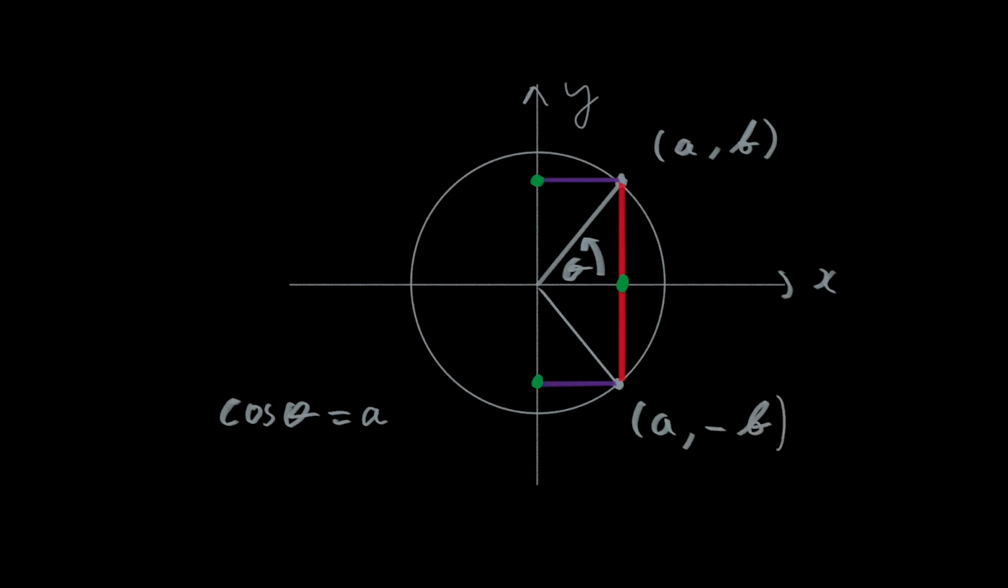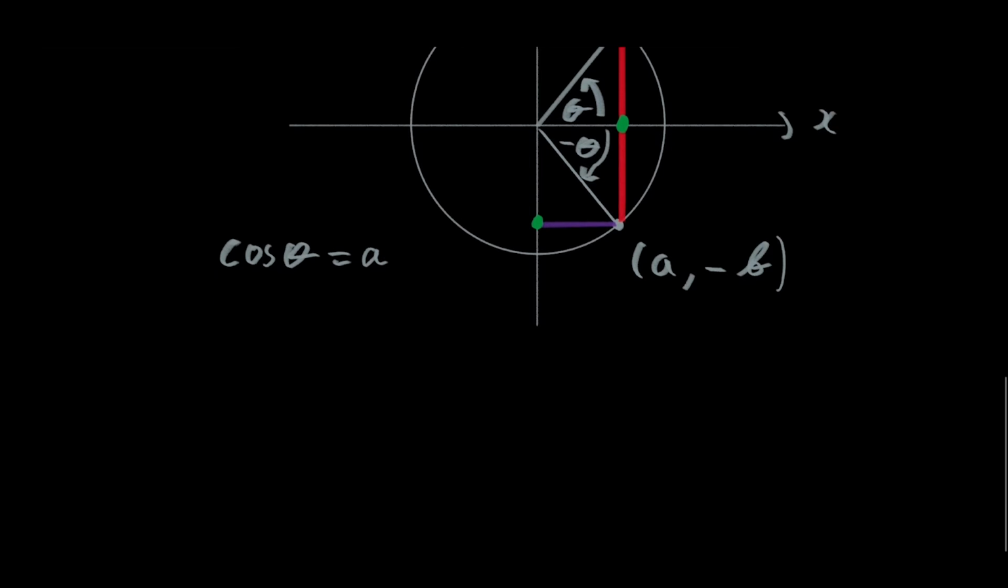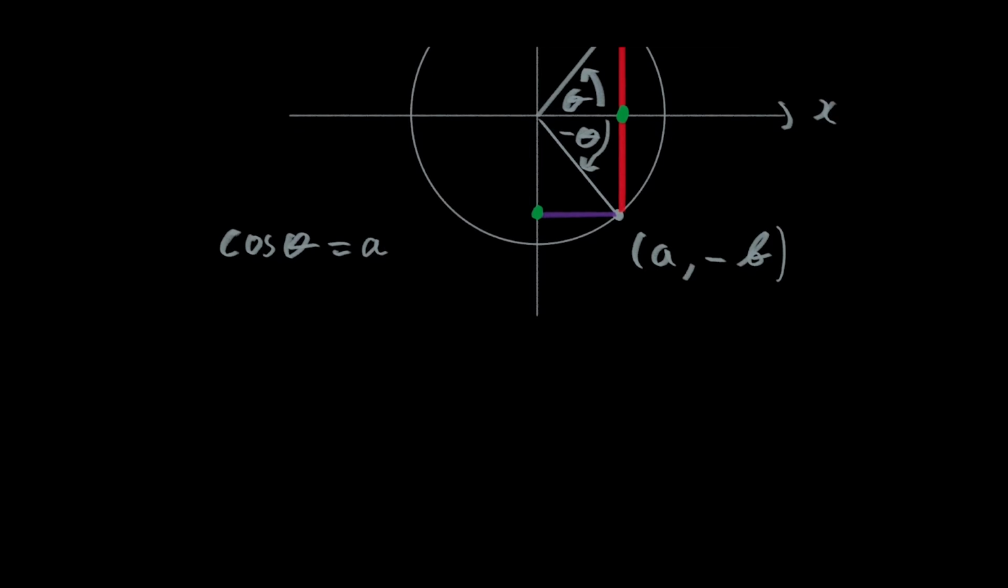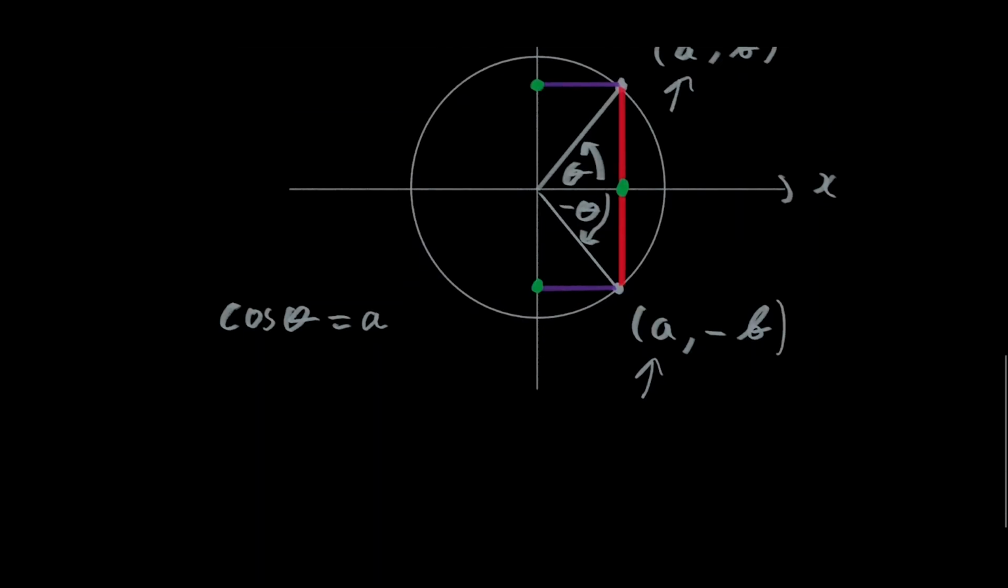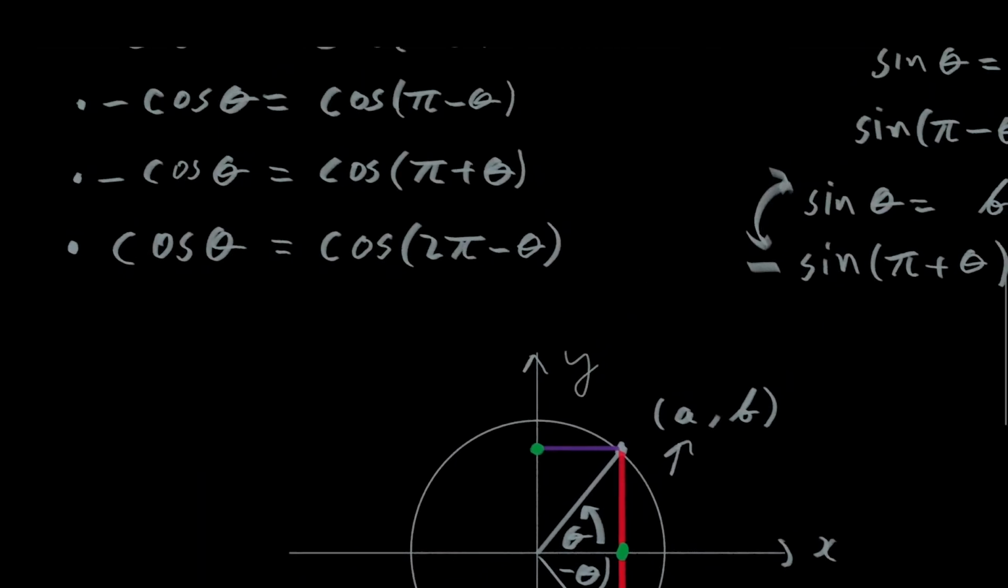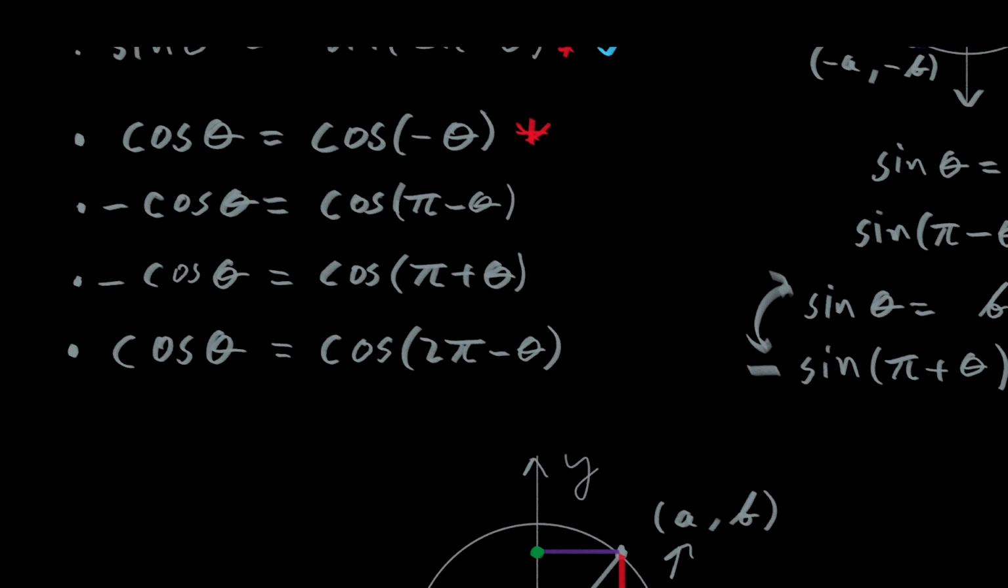So the cosine of theta is a, and this angle here is going to be negative theta, because it's just an angle the same size as theta, but measured clockwise from the positive x-axis. And you can see that it shares the same x component as this point here. So the cosine of negative theta is going to equal a as well, which means that these must be equal, the cosine of theta and the cosine of negative theta. So that takes care of this one.